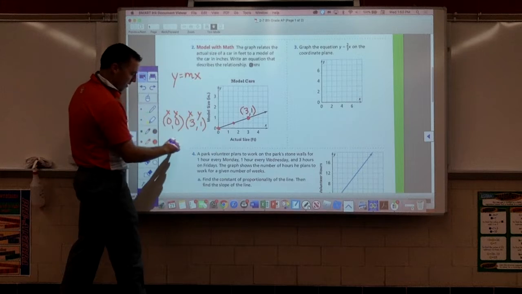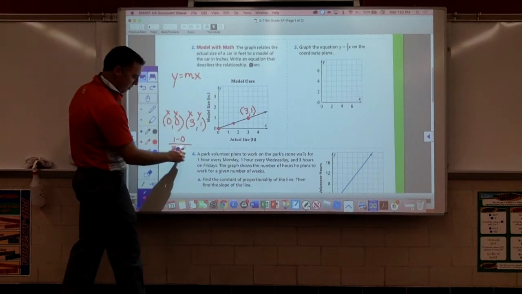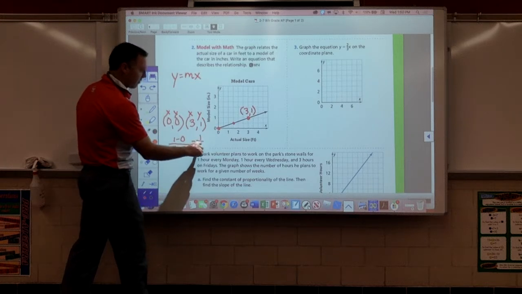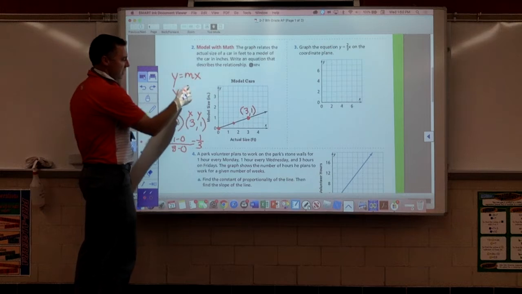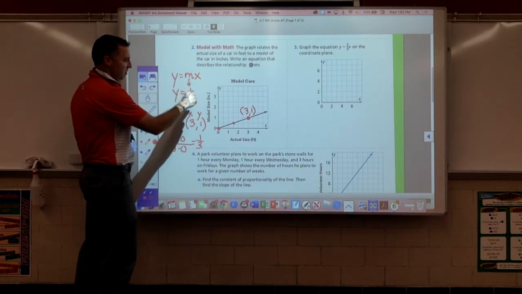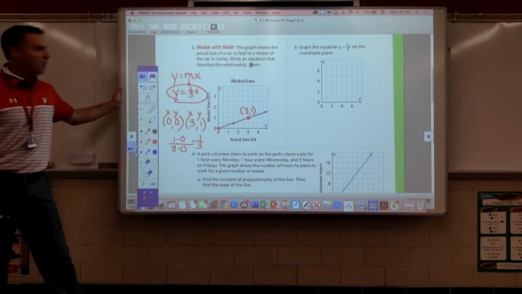1 minus 0 on the top. 3 minus 0 on the bottom. Well, that's a 1 over a 3. 1/3. So your equation, instead of m, I put my slope, which is 1/3. Y equals 1/3 x. You got that, folks?